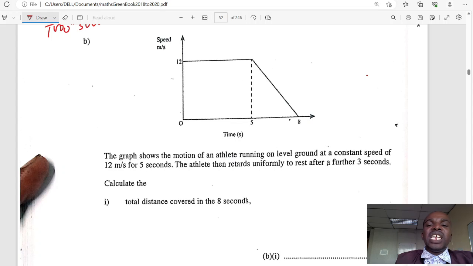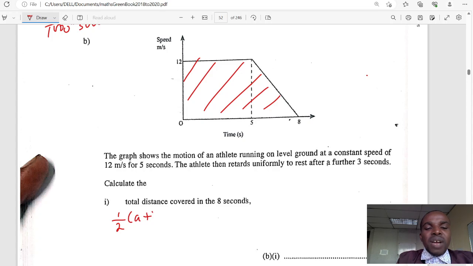Distance covered, when it's a velocity-time graph, is the area under the graph. This graph is a trapezium. So you can say distance covered is half the sum of the two parallel sides, A plus B, times height. So this side is parallel, it's A. This side is B, right?